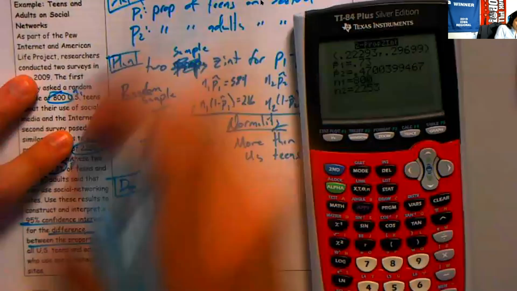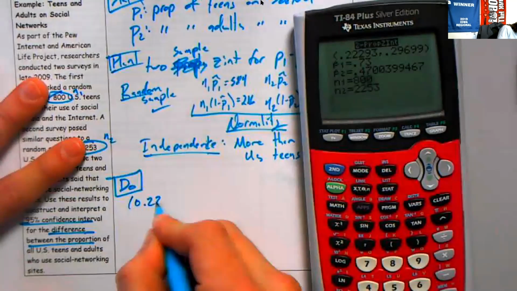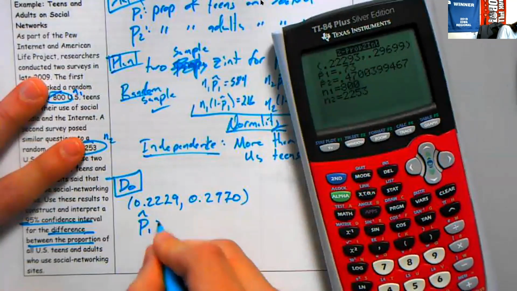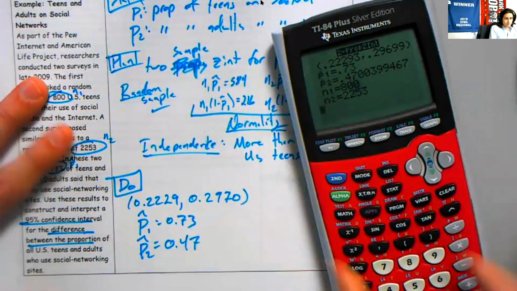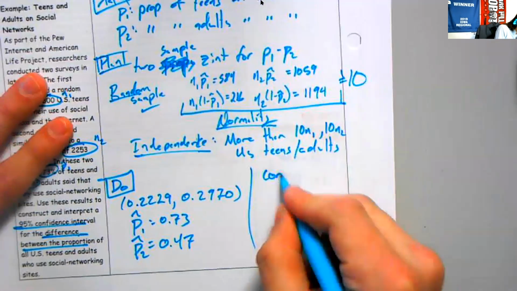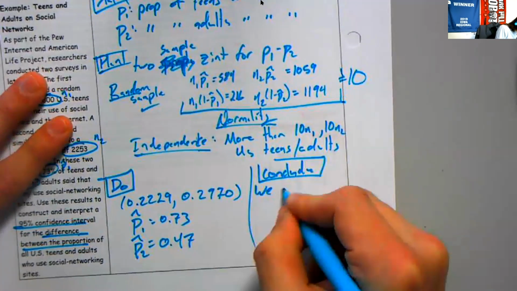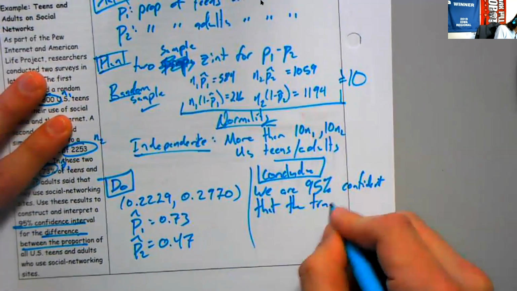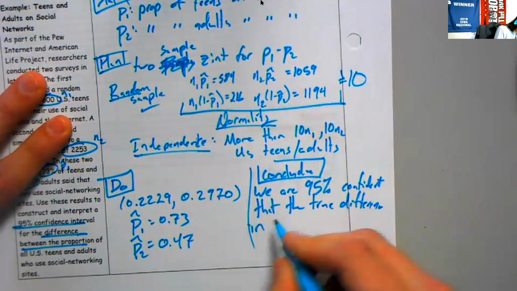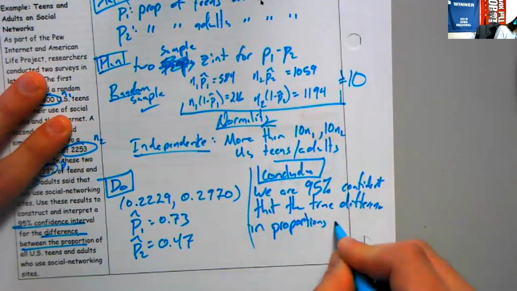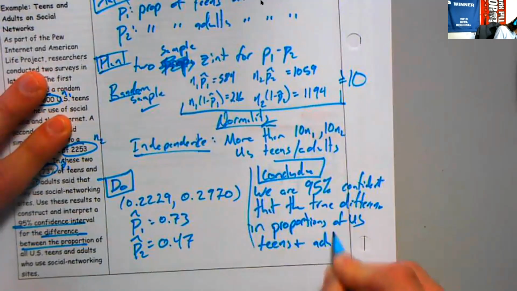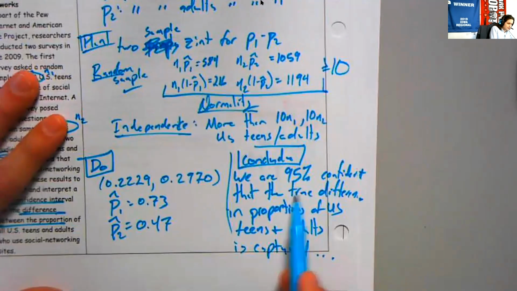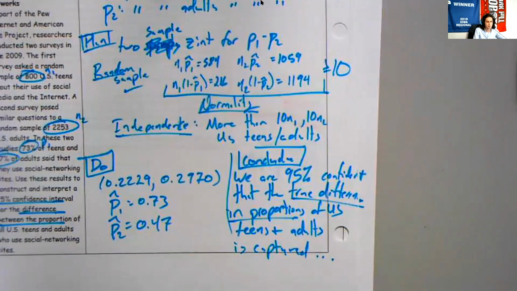So I'm going to write down my final interval, 0.2229, 0.2970. And I might write P1 hat is 0.73, P2 hat 0.47. And so then we have one last thing, which is our conclude. We are 95% confident that the true difference in proportions of US teens and adults is captured, and I'm running out of space. But here I want to note true difference in proportions. We're talking about a difference in proportions here, P1 minus P2 in this case.